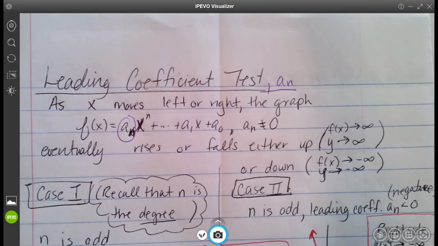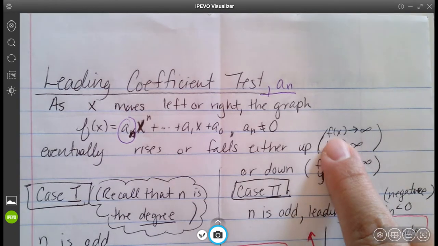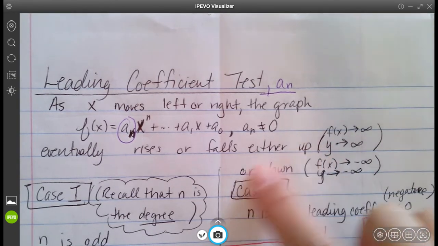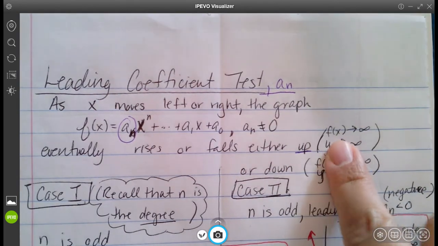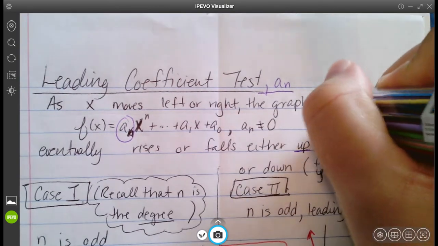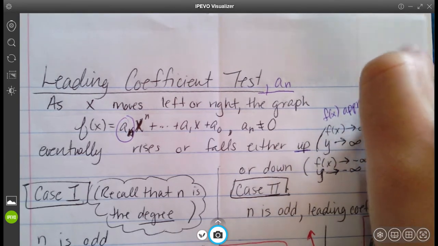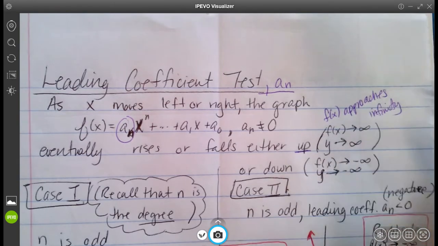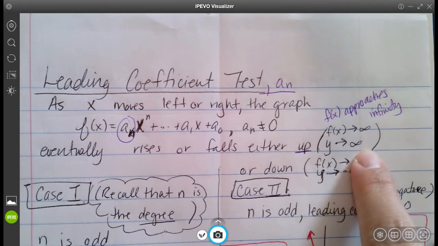And what this does is tell us if the graph is going to rise or fall. Maybe you've seen these notations right here. It looks kind of weird, but what it means is, if it's going up, you write something like this: f of x is approaching infinity. That's what this means: f of x approaches infinity, or y approaches infinity.